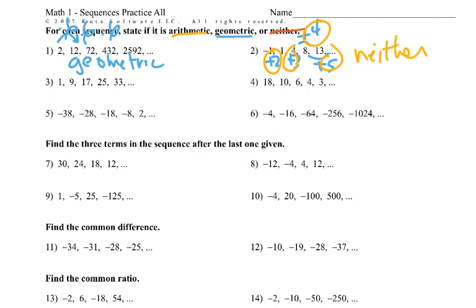Okay, number 3, 1 to 9 to 17. So we could add 8. If we add 8, does that get us to 17? It does. 8 again gets us to 25. It does. Hence, this is arithmetic. Okay, number 4, 18 to 10. We could subtract 8. 10 to 6, subtract 4. 6 to 4, subtract 2. And then subtract 1. So once again, it looks like it could be arithmetic, but it's not because you're subtracting by different numbers. So it's neither again.